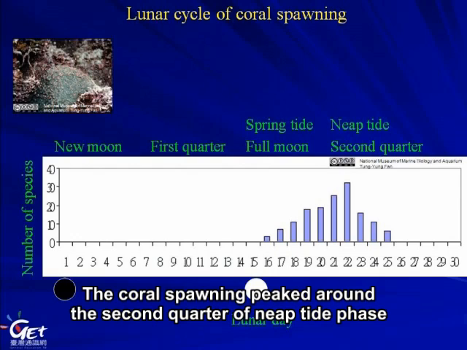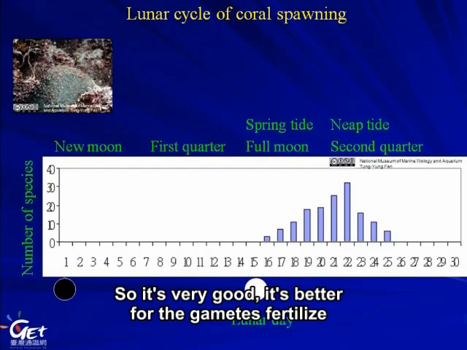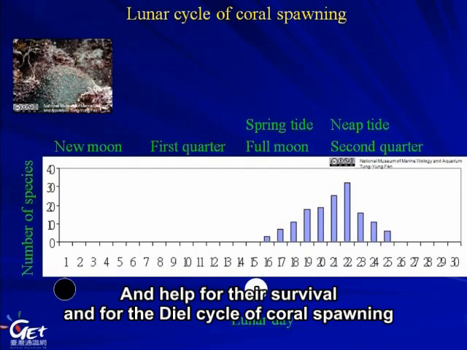So coral spawning peaks around the second quarter. That's the neap tide phase, because water exchange during the neap tide is slow. So it's better for the gametes to be fertilized and helps their survival.